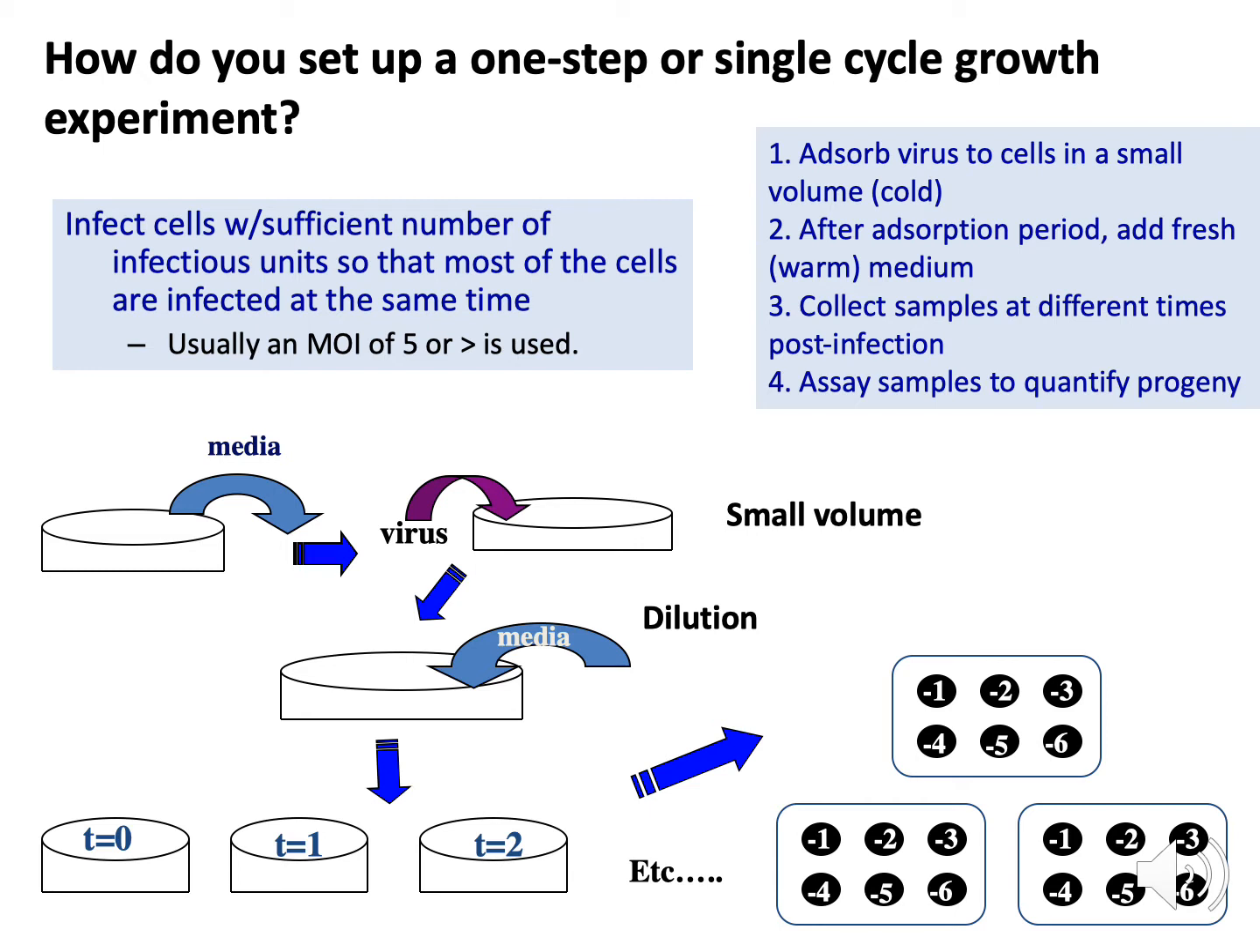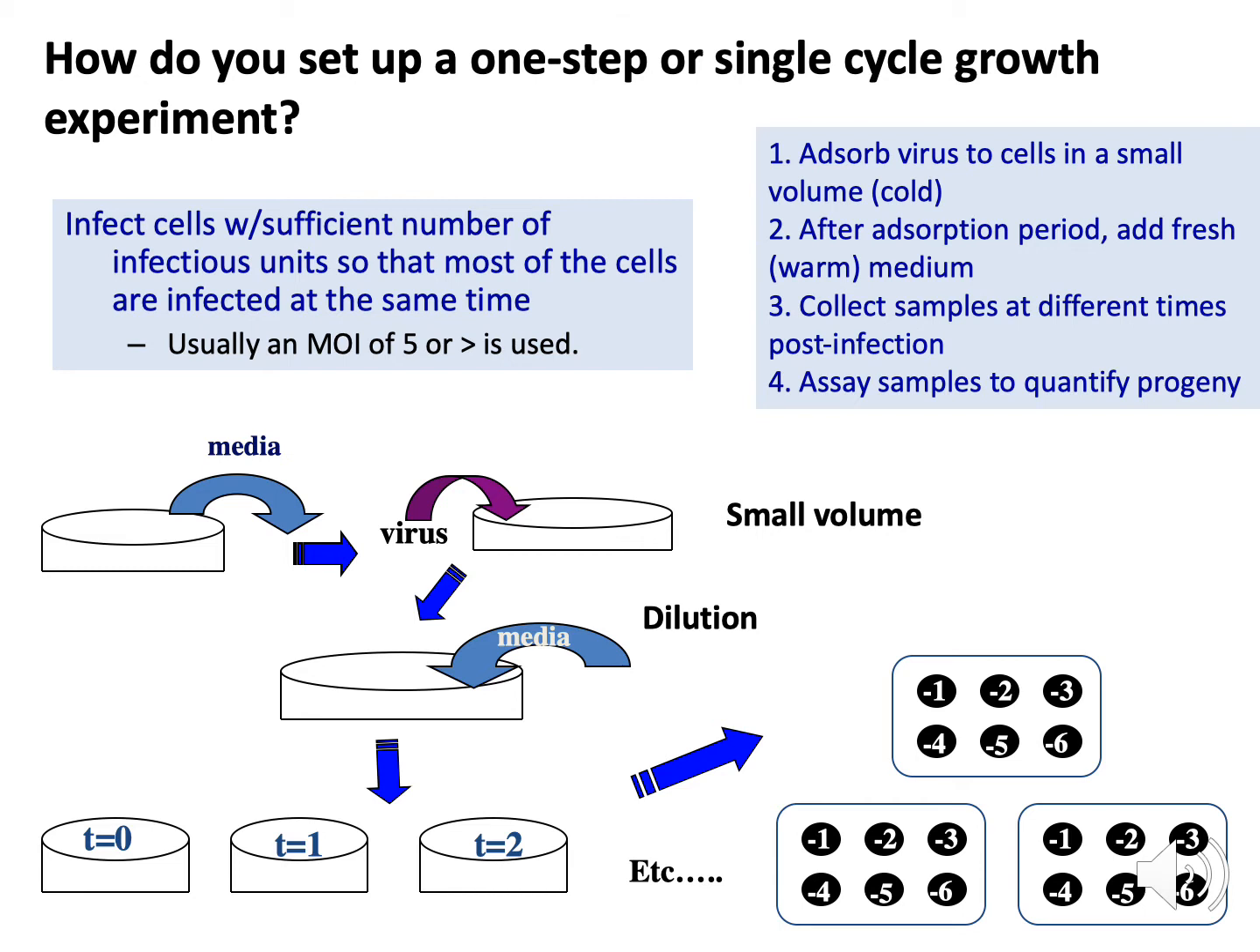So at 4 degrees, when membranes aren't fluid, the viruses attach, but they just stack up there on the membrane. And then when you decide that the adsorption, not absorption, adsorption period is over, typically you add fresh, warm media. And what that does is dilute the virus, and all the virions that are stacked up on the membrane will go in when it gets warm because the membranes will warm up. Okay, does that make sense?